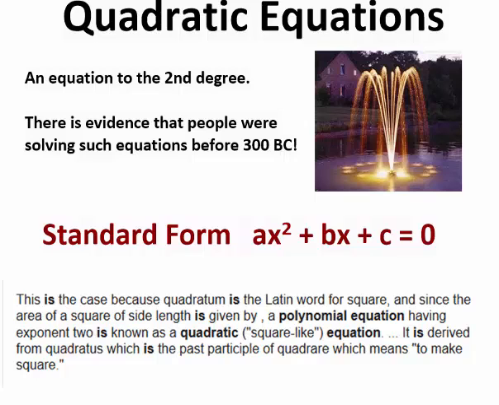The standard form of a quadratic equation is ax squared plus bx plus c equals 0. And this will be very important to use later on when we get to using the quadratic formula.